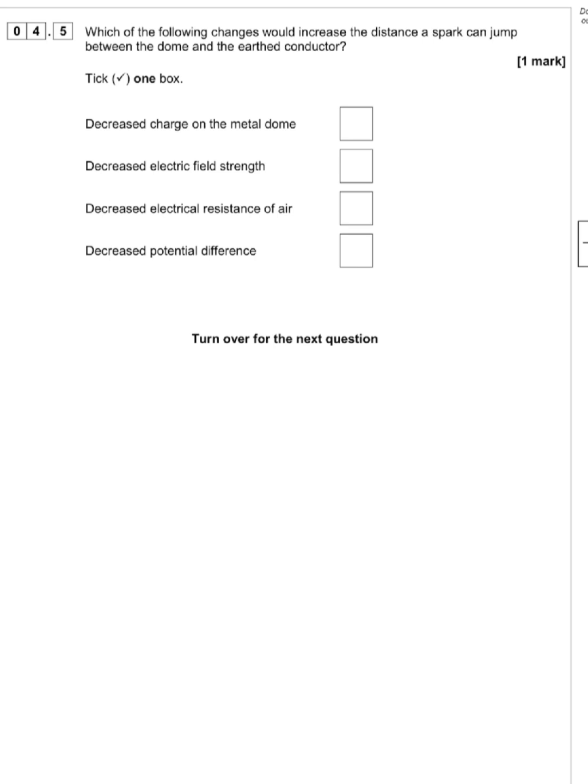And then we're asked finally, which of the following would increase the distance a spark can jump? Now, a spark is just a moving charge, and remember, moving charge is current. So what we're saying here is which of these would actually allow a current to flow faster? And the answer is therefore decreased electrical resistance, because resistance obstructs the flow of current. So if we have less resistance, the current can flow more easily.